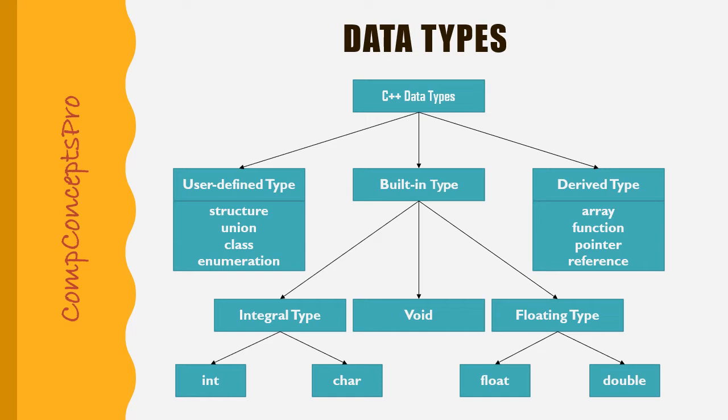Next are derived data types, which are derived from the built-in data types. What I mean to say is they are the modifications of our primitive data types only. Our today's topic, which is array, also falls in the category of derived data types.